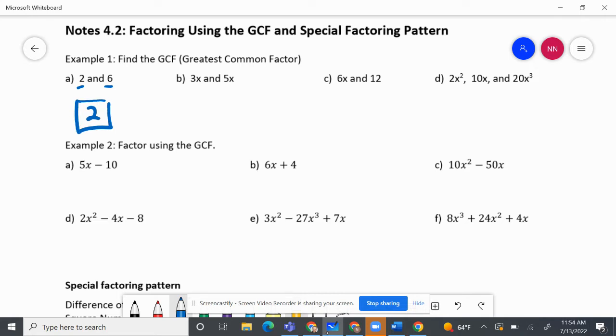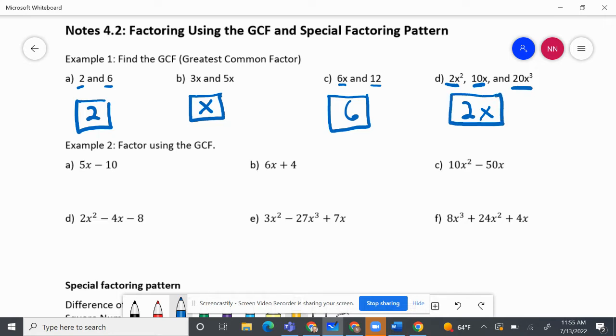For 3x and 5x, it's not the 3 and the 5, but they both have an x. So the greatest common factor would be the x. For 6x and 12, 12 doesn't have an x, so we're not going to put an x, but for 6 and 12, it would be the 6. Now, for 2x squared, 10x, and 20x cubed, all of them have an x, and all of them are even, so they're all divisible by 2. So it's going to be 2x.